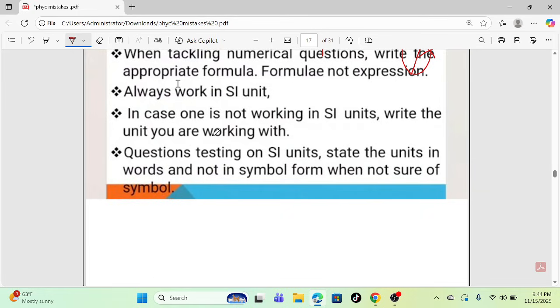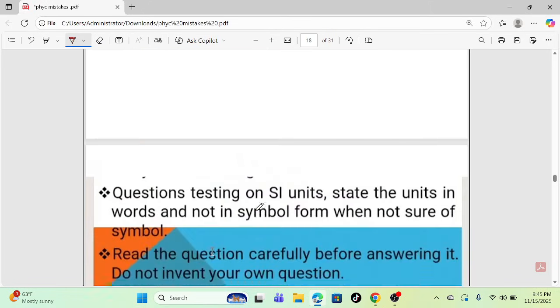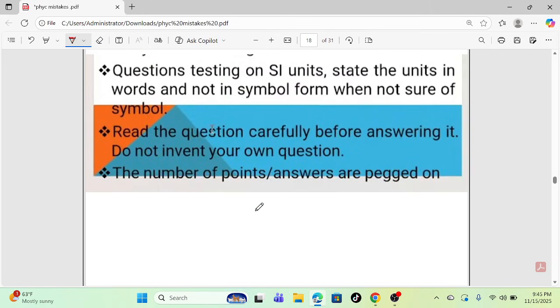For example, in case the question asks define volume and state its SI unit. So volume is the amount of space occupied by matter. Its SI unit is meter cubic. Meter cubic in words, not symbols. The moment umeandika hivi meter cubic hivi, you will not score. It should be in words. Question testing on SI unit.